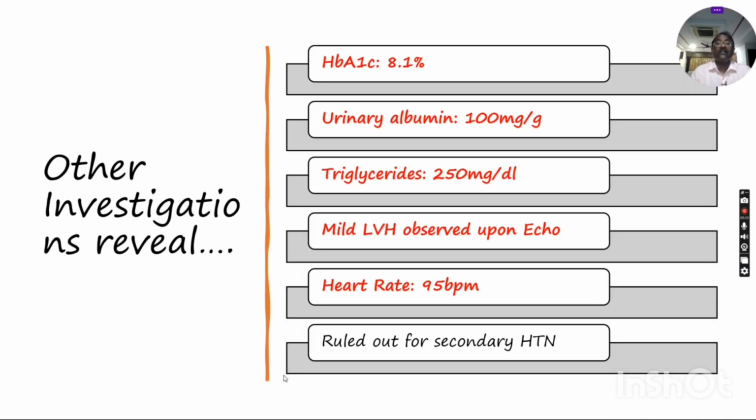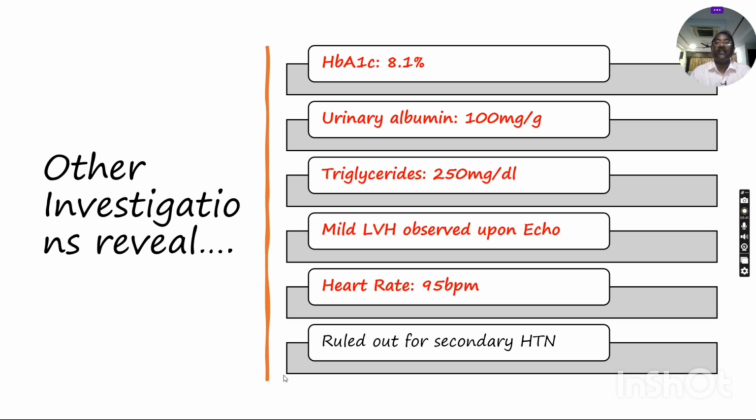See the investigations: this patient's HbA1c is 8.1%. So that means he is a diabetic. So an asymptomatic diabetic, who already had hypertension and obesity, and father had diabetes, mother had diabetes. Now he also is diabetic, diagnosed with HbA1c 8.1%.